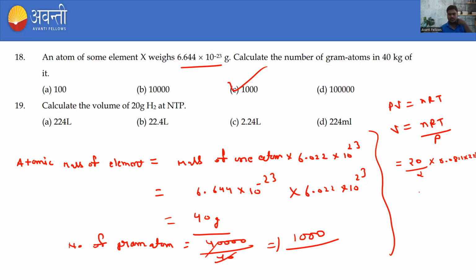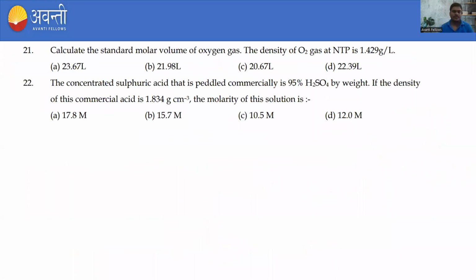So at NTP, this is 293. Just divide by the pressure. The pressure we have is 180. So just solving, you'll get the value. That is 20 by 2, which becomes 10. Just solve this and you get the value, like 224 liter. So this is the correct way of solving. Okay, let's move to the next question.